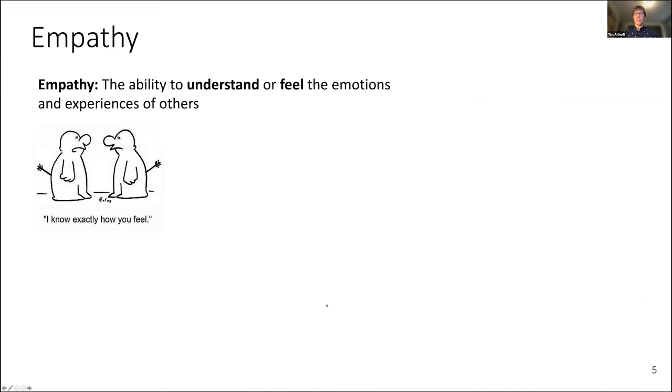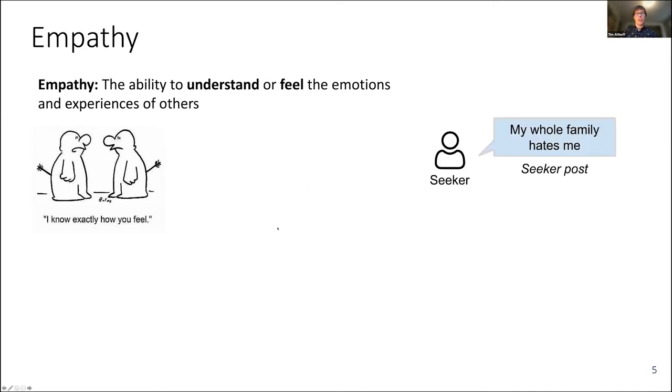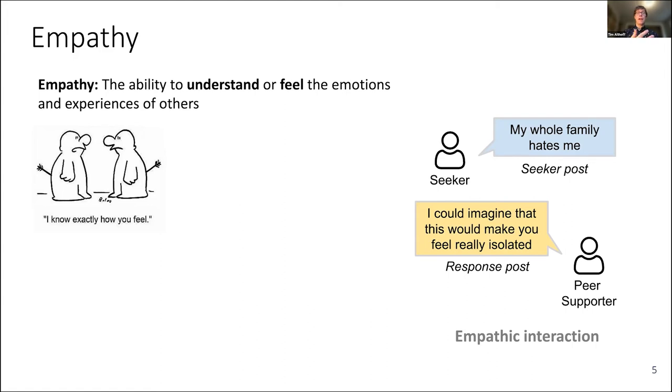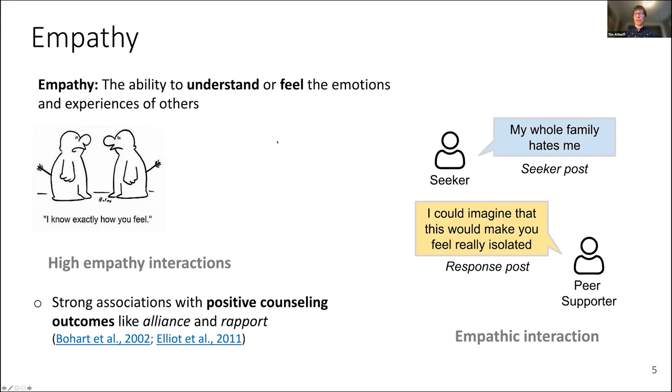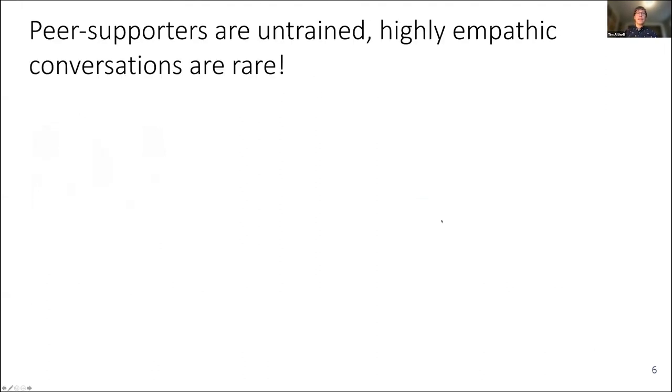Now, a key component for providing particularly effective and successful support is empathy, which is the ability to understand or feel the emotions and experience of others. Consider an example where, unfortunately, somebody feels that their whole family hates them. One way to respond to them would be to say, I could imagine that this would make you feel really isolated, trying to interpret what the other person is going through and engaging with them. And empathy has been proven many times to have a very strong impact in mental health. In fact, studies have shown that these empathic interactions have very strong relations with positive outcomes, including building alliance and rapport. This is what psychologists call building a positive relationship with somebody, and that is critical for mental health support in about any setting.